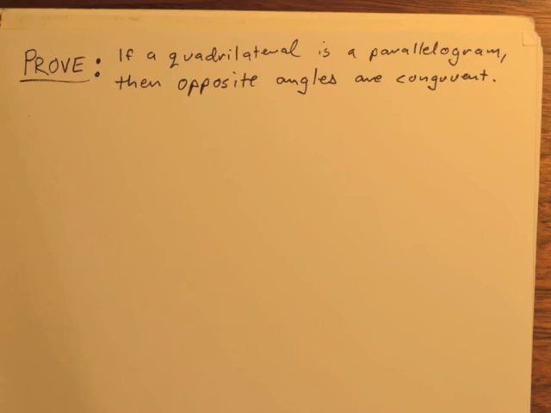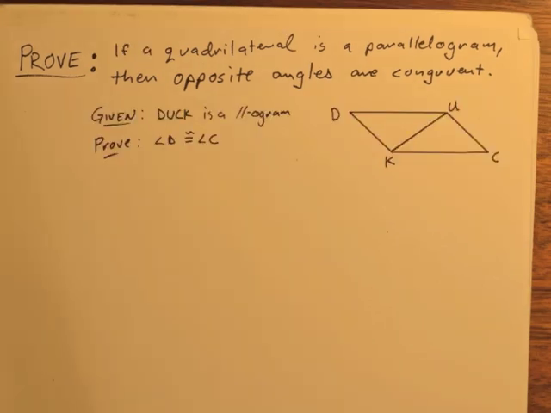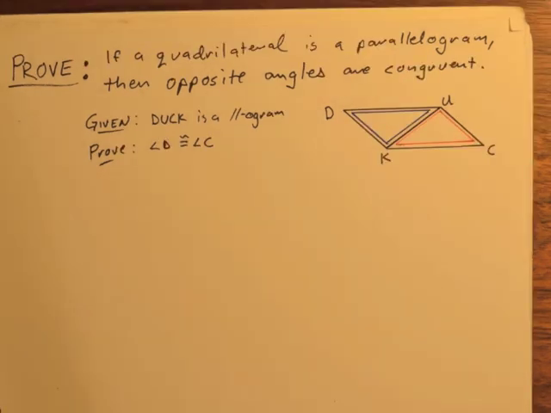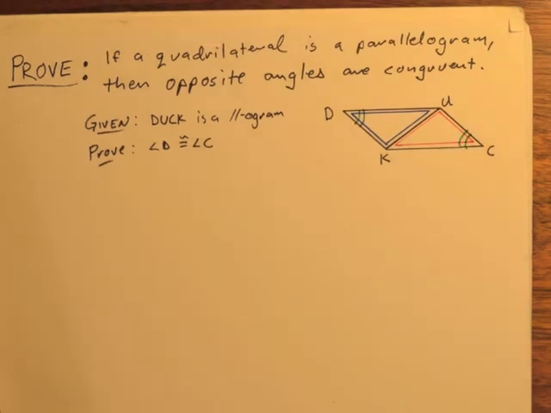Let's take a look at this next proof example. If a quadrilateral is a parallelogram, then opposite angles are congruent. So let's say DUCK, duck, is a parallelogram, and in order to prove this general statement, we want to prove that D is congruent to C. Well, we can actually use the theorem from the previous proof, right? Previous proof said that parallelograms have 2 congruent triangles if they're split along a diagonal. And so that previous proof allows us to say that the red and the blue triangles are congruent, which means that opposite angles must be congruent.